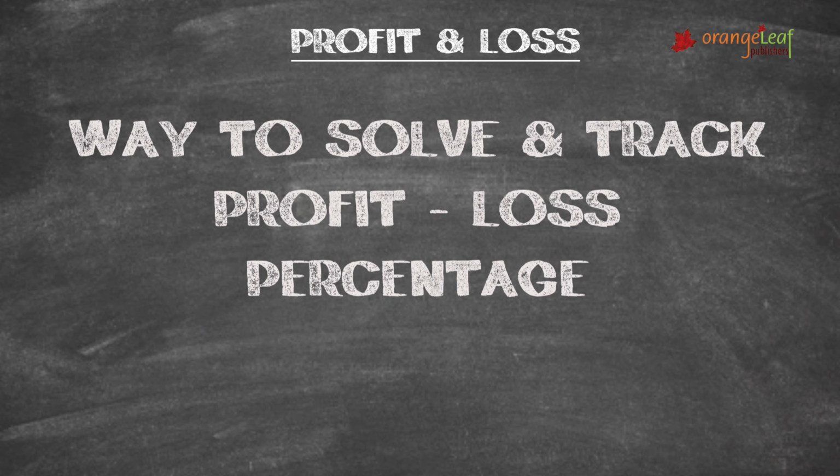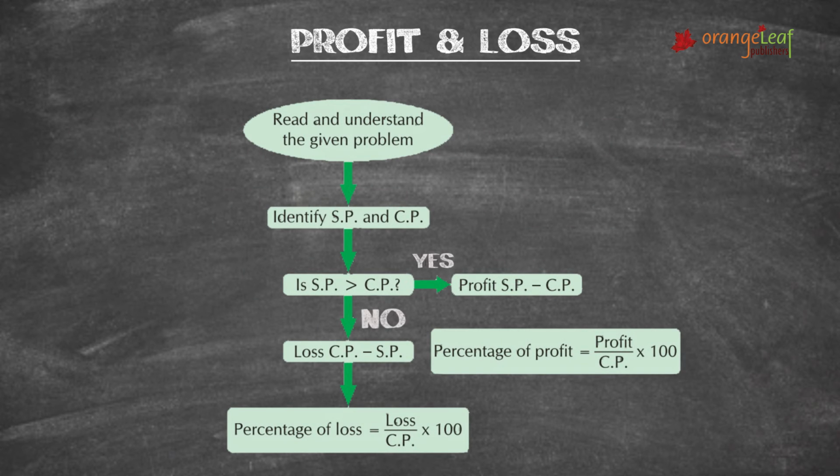Here, the way you can solve and crack the percentage of profit or loss is to read and understand the given problem, to identify the selling price and the cost price of the article, and identify if the selling price is greater than the cost price or vice versa. If the selling price is greater, then use the profit percentage or the profit relation. If the cost price is greater than the selling price, then use the relations of loss or loss percentage.